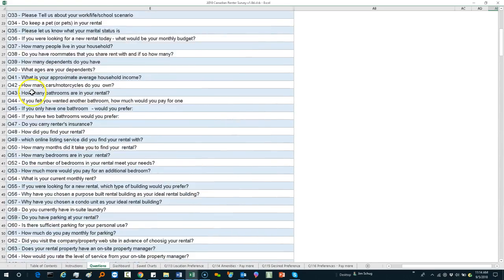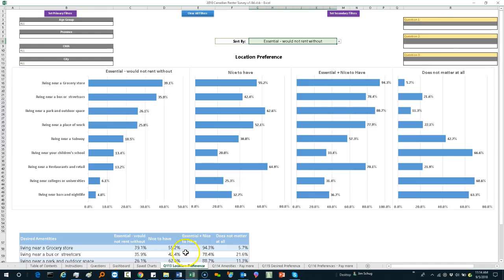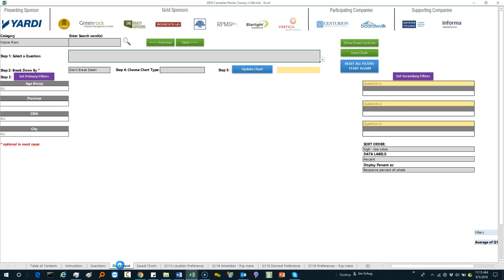In addition, you'll notice some tabs at the bottom where we have question 13, 14, 15, and 16, where it made sense to pull these together, as in looking at what was important in terms of essential, nice to have, the combination of essential and nice to have, and does not matter at all. And I'll discuss this in greater detail later. Okay, so let's go on to the next thing here.